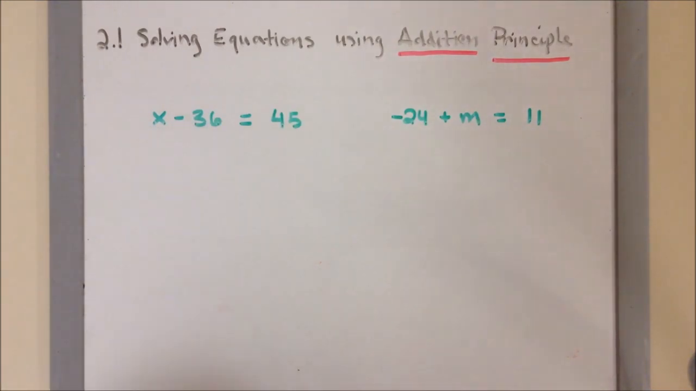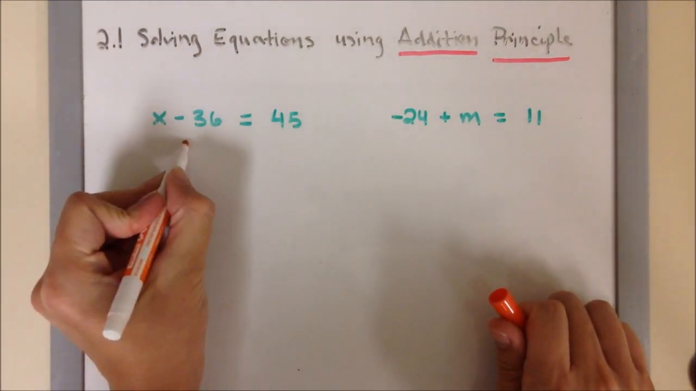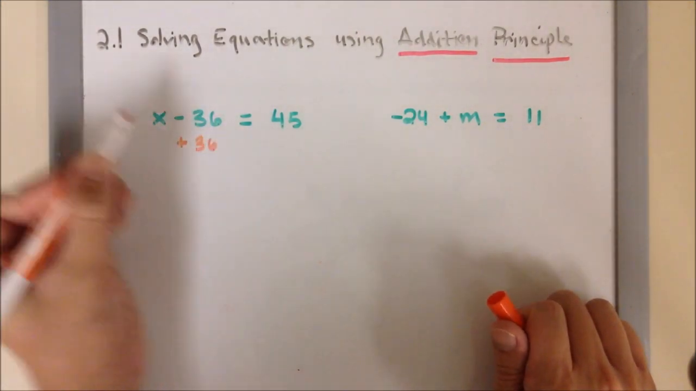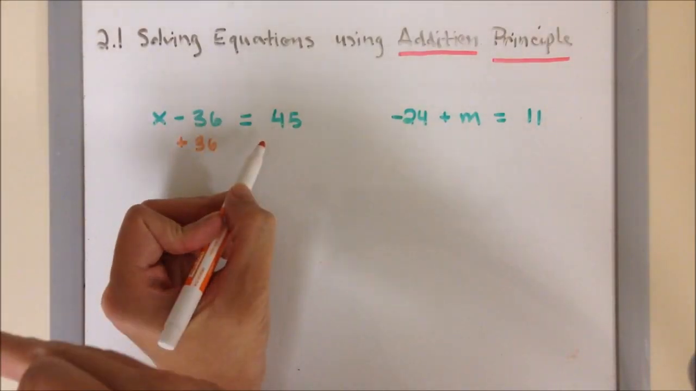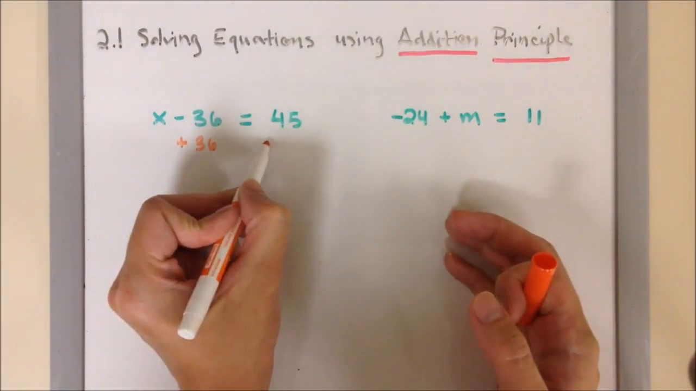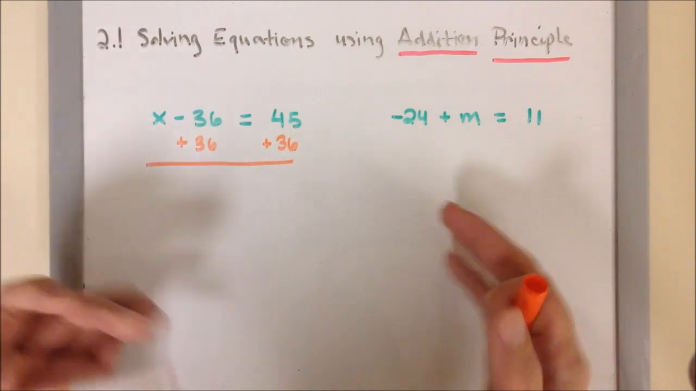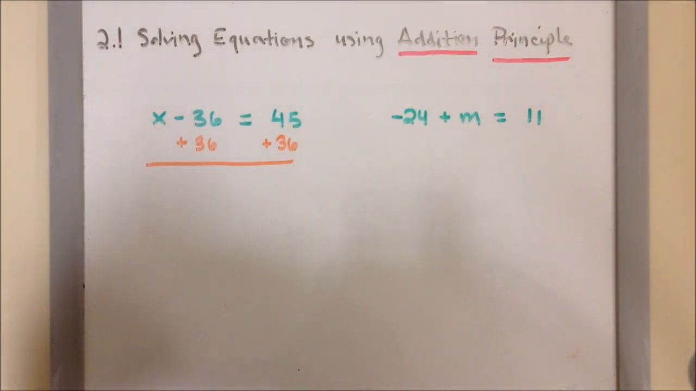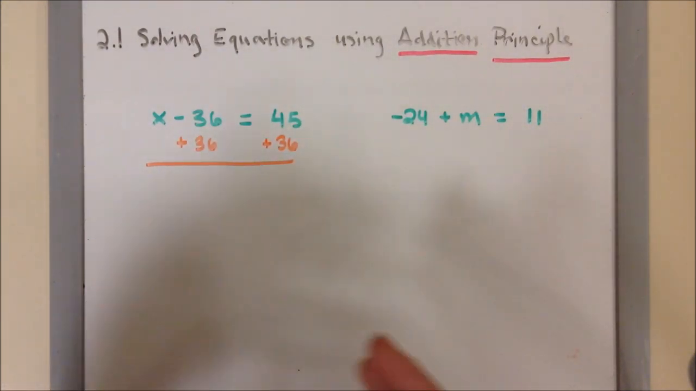Example 1, we have x minus 36 equals 45. Going off the title, when we say addition principle, we're going to add plus 36 on the left side because you want to cancel it out, make it 0. Since I'm adding 36, I have to balance it, so I have to add 36 on the right side of the equal sign. What you do on the left side, you have to do the same thing on the right side. What you do on the right side, you have to do the same thing on the left side.